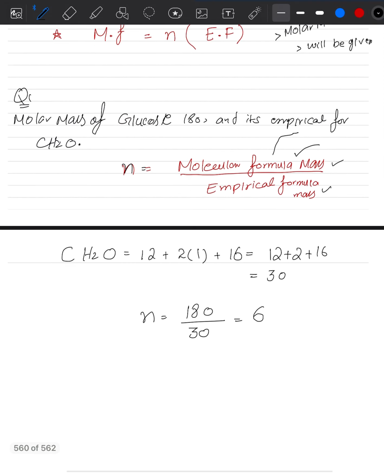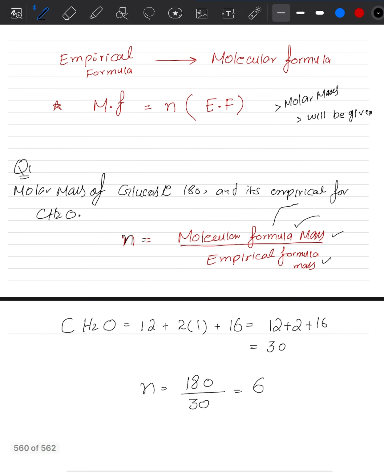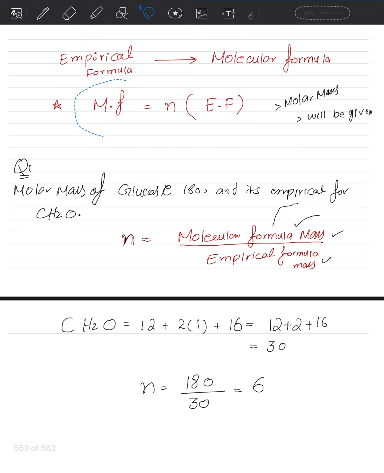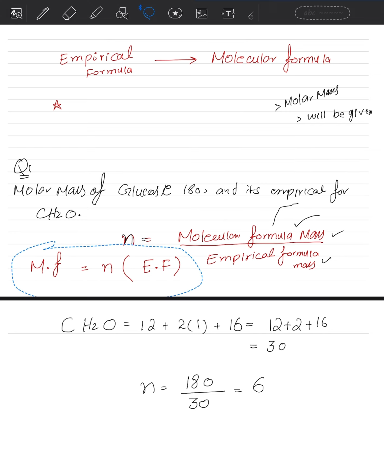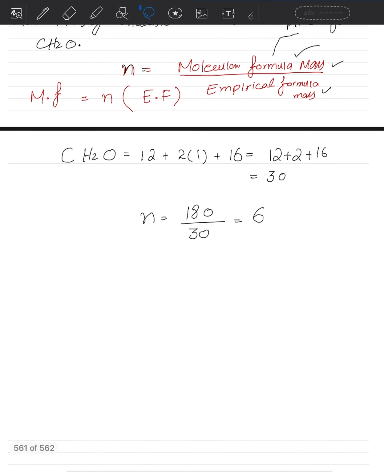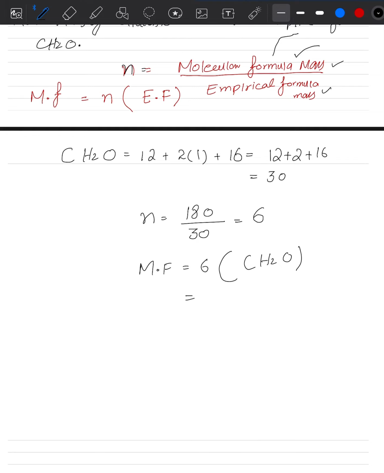Now if we want to change the empirical formula into molecular formula, we will use this relation: molecular formula is equal to n times empirical formula. So molecular formula is equal to 6 times the empirical formula, CH2O. If we multiply, we will get C6H12O6. So this is how we get the molecular formula from the empirical formula.